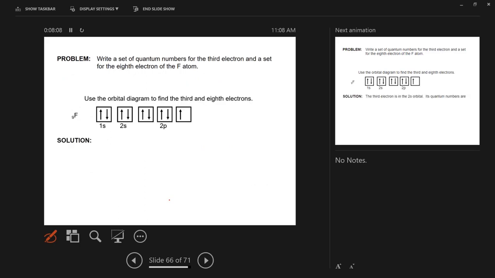And this problem asks you to write a set of quantum numbers for the third electron and a set for the 8th electron of the fluorine atom. Use the orbital diagram to find the third and 8th electron. So for fluorine 9, dia suruh kamu cari elektron yang ketiga tu terletak di mana. Terletak di mana? So the third electron tu terletak dekat shell number 2. Subshell dia 2s, dia letak kat sini.